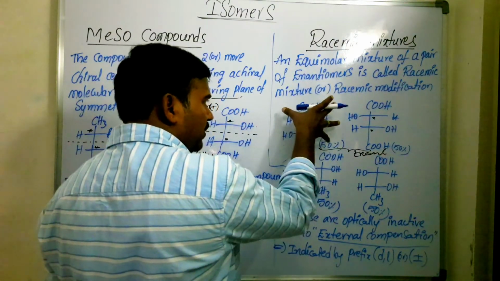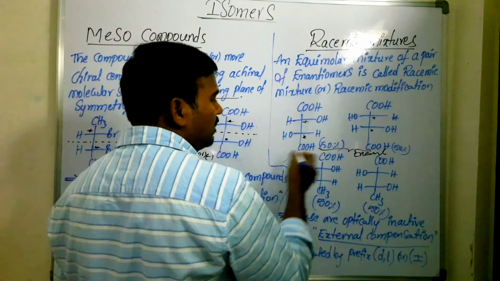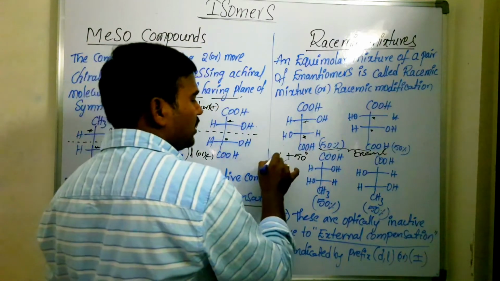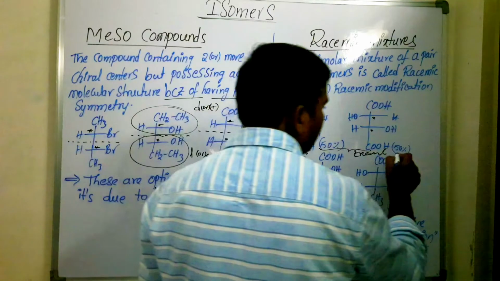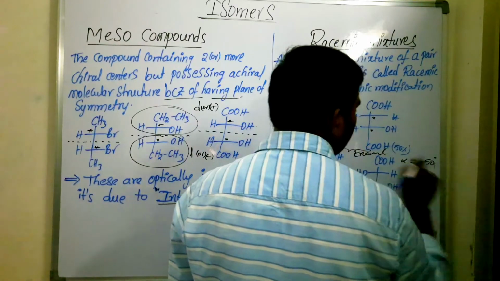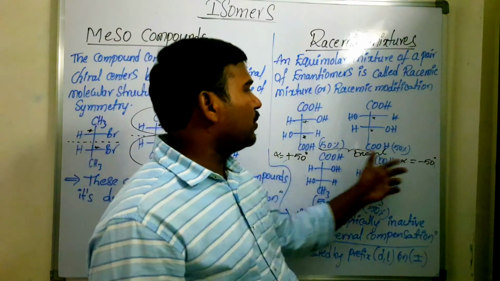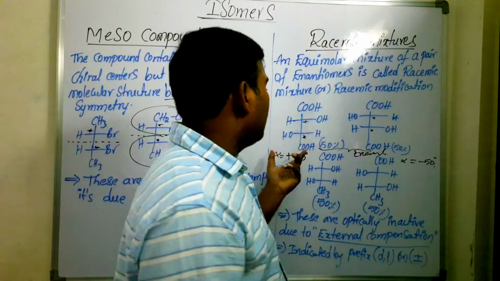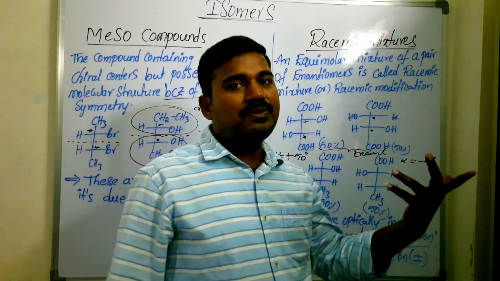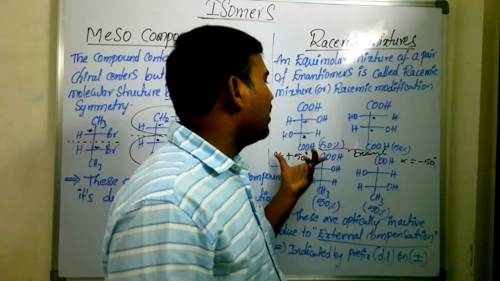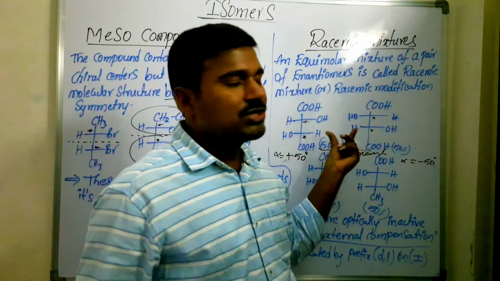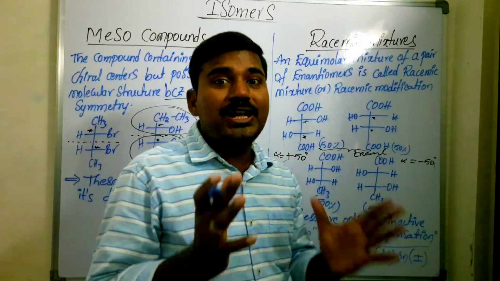Say, for example, this compound has a plus 50 degrees rotation. Its specific rotation is plus 50 degrees. Then the rotation of the other will be minus 50 degrees. Both have the same molecular formula. So if one rotates plus 50 degrees, this enantiomer rotates minus 50 degrees. When we take an equimolar mixture, these two cancel out. Then the equimolar mixture of enantiomers will act as an optically inactive compound.